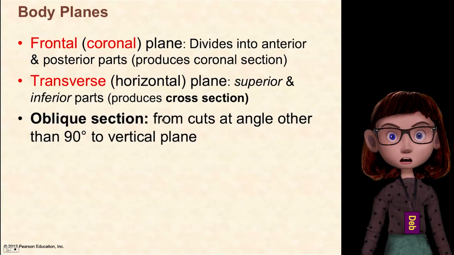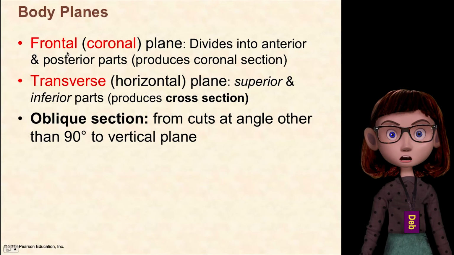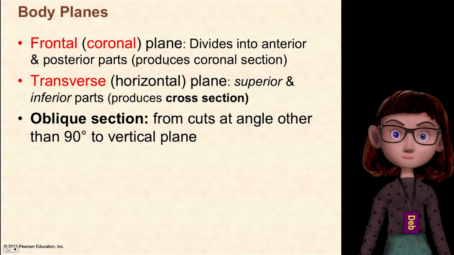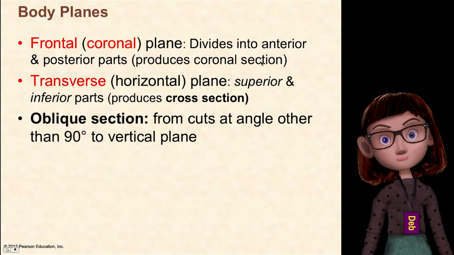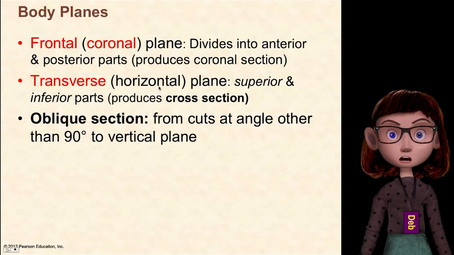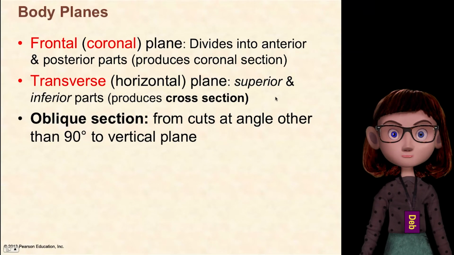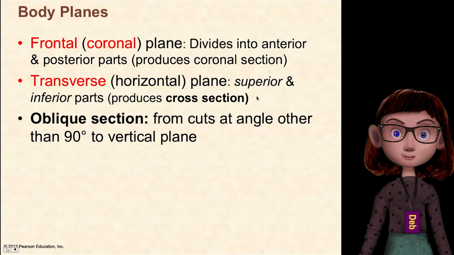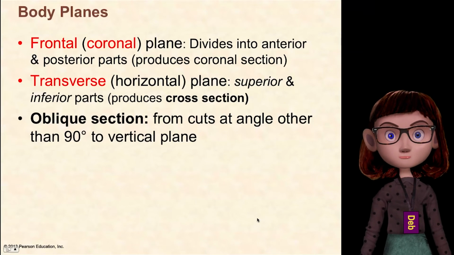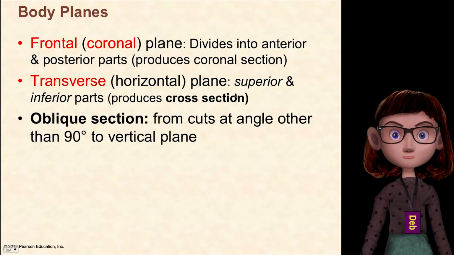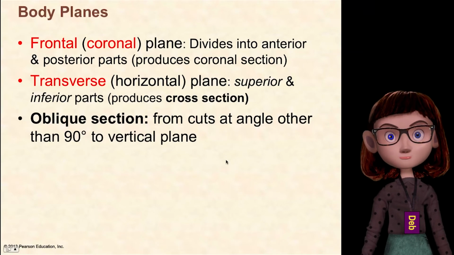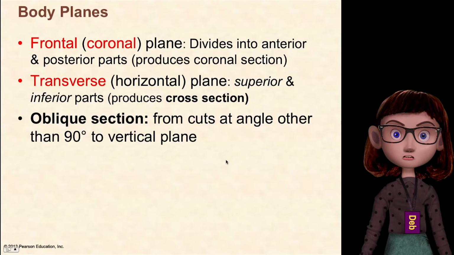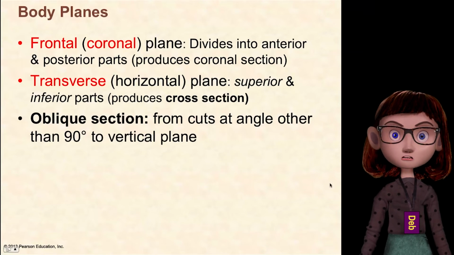Body planes, we have the other two. The frontal or coronal plane divides the body into anterior and posterior parts, producing what we call a coronal or frontal section. The transverse or horizontal plane divides the body into superior and inferior parts, and of course this produces the cross section. That's what I was trying to say earlier. An oblique section, oblique in anatomy means diagonal. So these are cuts at an angle other than 90 degrees to the vertical plane.